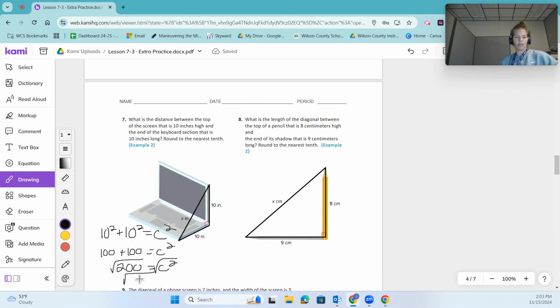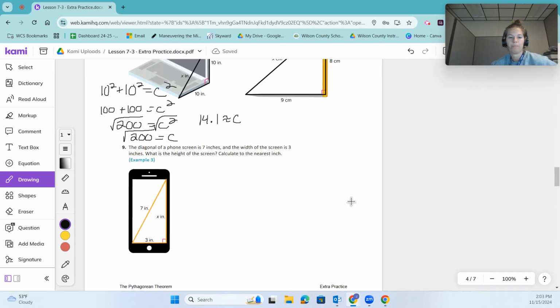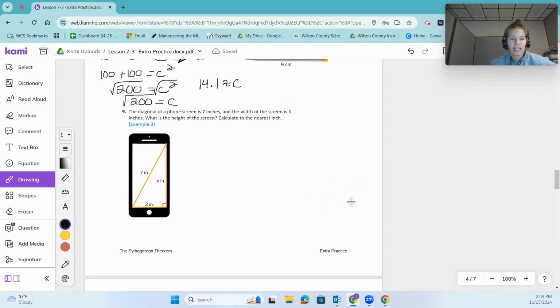All right, and so my answer is the square root of 200 is equal to c, and the square root of 200 is approximately 14.1, okay, is c. Okay, you can try number 8 there as well. All right, number 9. This one, it says the diagonal of the phone screen is 7 inches.